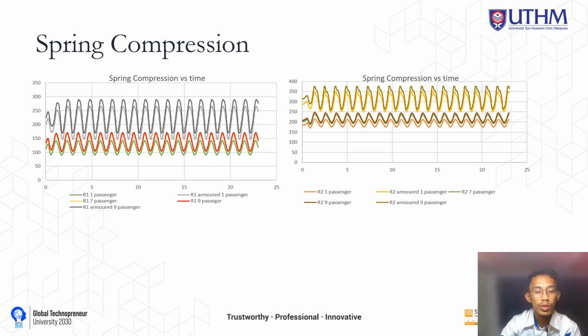Also collected from the bounce and sweep test is spring compression. The purpose of the spring is to absorb the vibration from the road profile. It will absorb the uneven road profile to make the passenger feel comfortable. Spring force can be defined as F equal to Kx, where K is the spring coefficient and x is the displacement from the original to the last state.